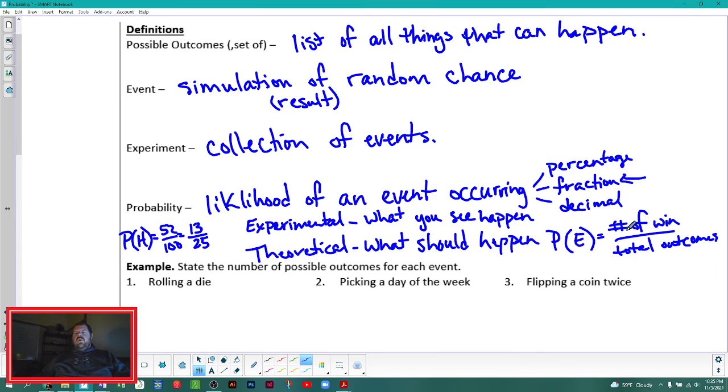If we're flipping a coin and we want to know the probability of it coming up heads, and if we assume that it's either going to land heads or tails, there's one win, that's the heads. There's two outcomes, heads and tails. Okay?